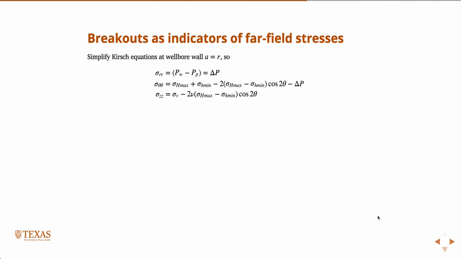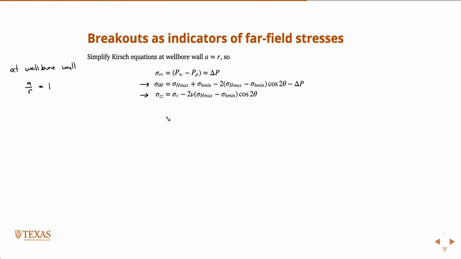So we sort of already talked about this, but here's the actual simplification. If we evaluate the Kirsch equations at the wellbore wall, that's when the ratio A over R equals 1. Right? So at the wellbore wall, A over R equals 1, then the equations simplify, as I mentioned already multiple times. Sigma RR just becomes delta P, the difference in the mud weight and the pore pressure. Sigma theta simplifies to this equation. Sigma ZZ becomes this equation.